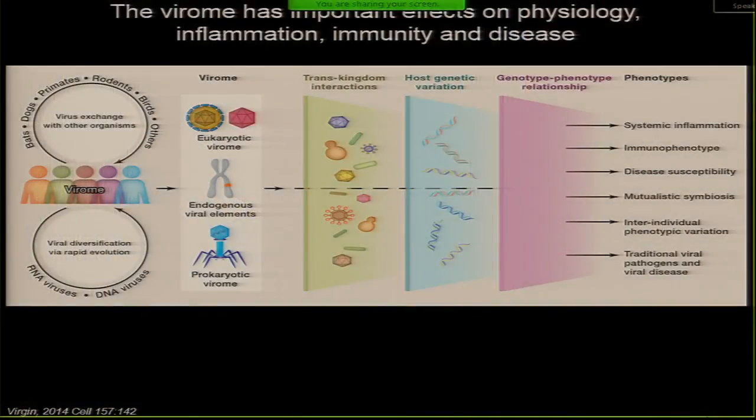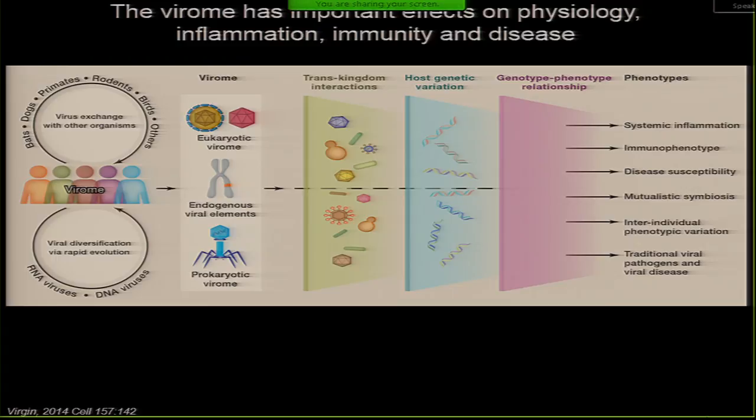So we believe each person and each mammal, each model organism has its own virome. These, for us, are in exchange with other mammals, rodents, primates, bats, et cetera. These diversify very rapidly. And broadly speaking, you can think of them as eukaryotic viruses, which are viruses that require a eukaryotic cell for their replication, the endogenous viruses that live in our chromosomes and that emerge under various circumstances, and then prokaryotic or archaeal viruses, which persist in bacteria. These are the raw material for trans-kingdom interactions between viruses, worms, viruses, bacteria.